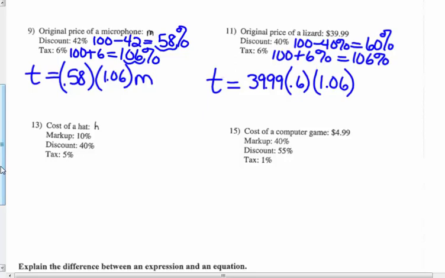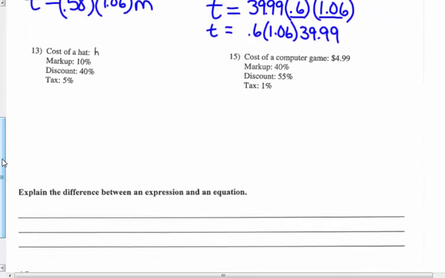So I would get it at 60% of that $39.99. And yes, I have to pay all 100% of that discounted price plus 6% more tax. And again, I could have done 6/10 times 1 6/100ths and then put the price of the lizard at the end. It doesn't really matter because multiplying is commutative.